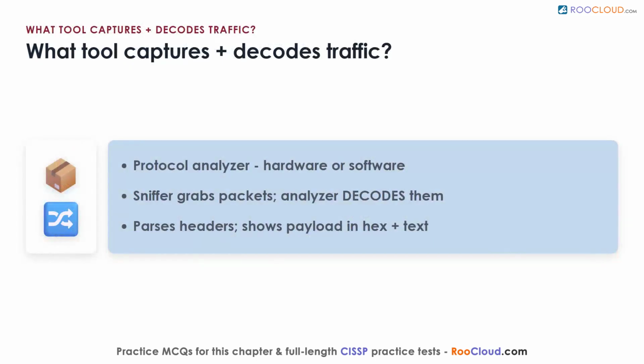What tool captures and decodes traffic? A protocol analyzer. It can be dedicated hardware or software running on an ordinary host, and its job is to capture frames and packets and store them for study. Once captured, traffic can be examined by hand or with automated scripts. Here is a useful distinction. A plain sniffer just grabs packets, while a true protocol analyzer decodes and interprets what is inside them. It parses each header into a readable outline and shows the payload in both hexadecimal and plain text. Think of it as an X-ray machine for network conversations.